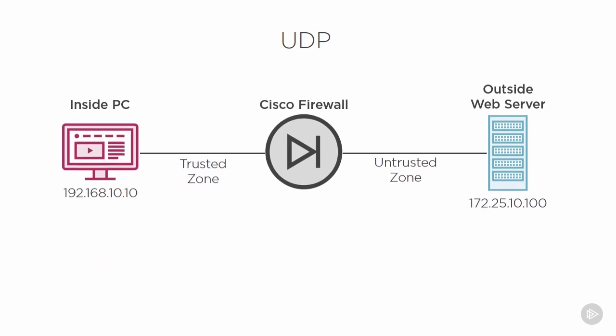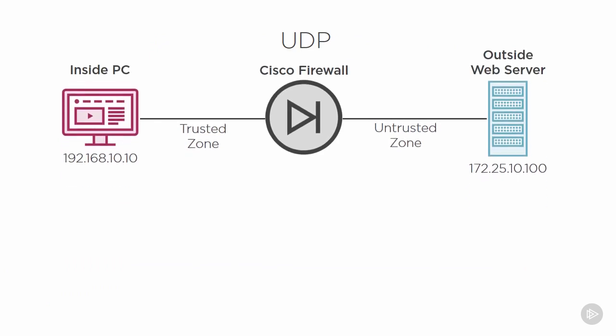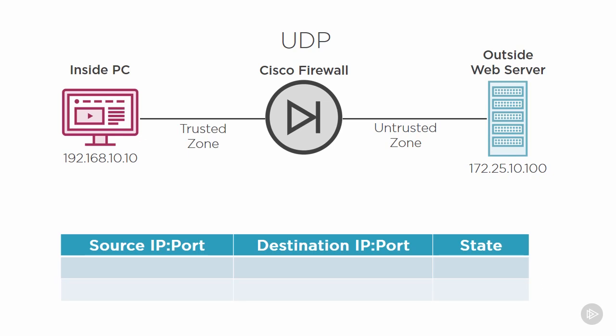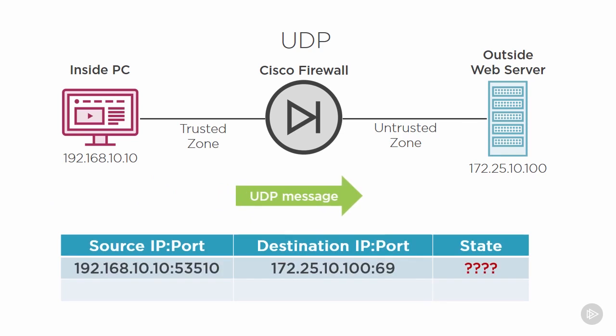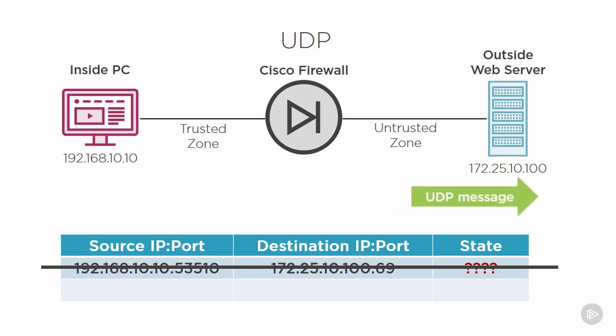Same thing is true with UDP. If we try to send a UDP message, like maybe try to make a TFTP connection to my outside web server, when I send that UDP message, I may have a source port and a destination port in this case because UDP is a transport layer protocol. However, UDP messages have no state. They don't keep track of that. They just send the message with a source and destination port. So we don't add that to the table either.